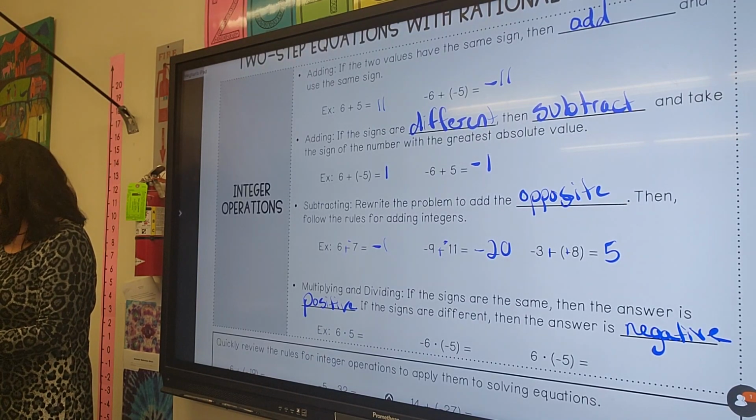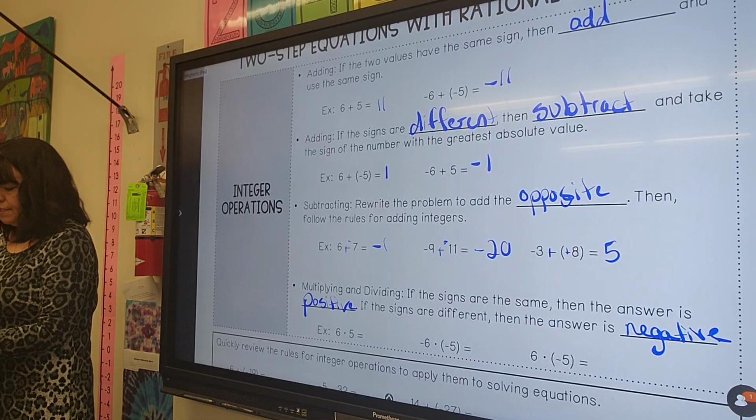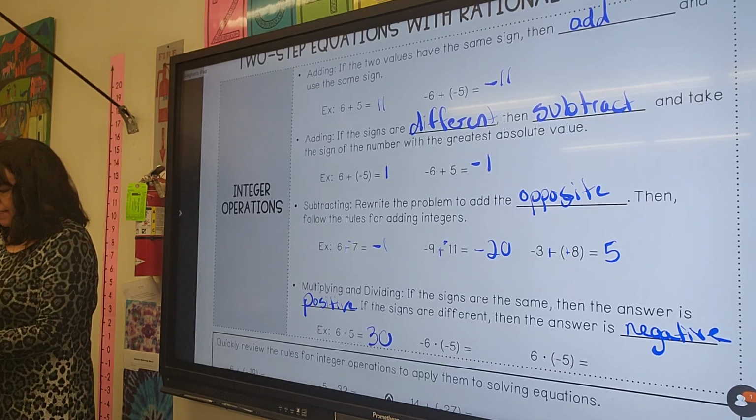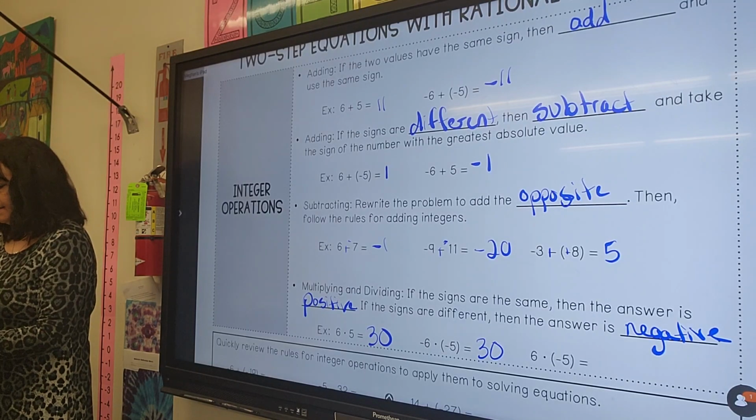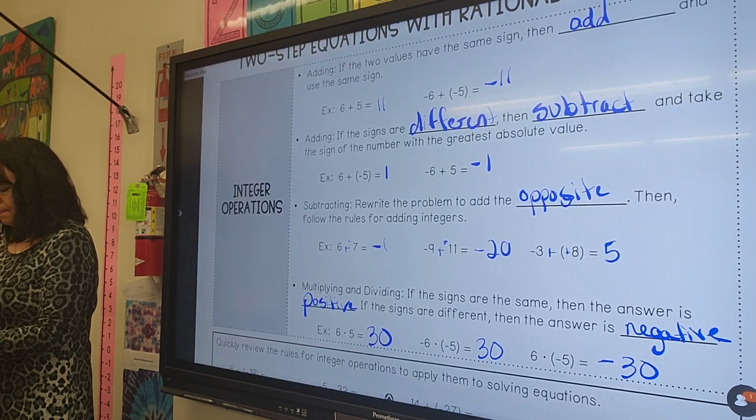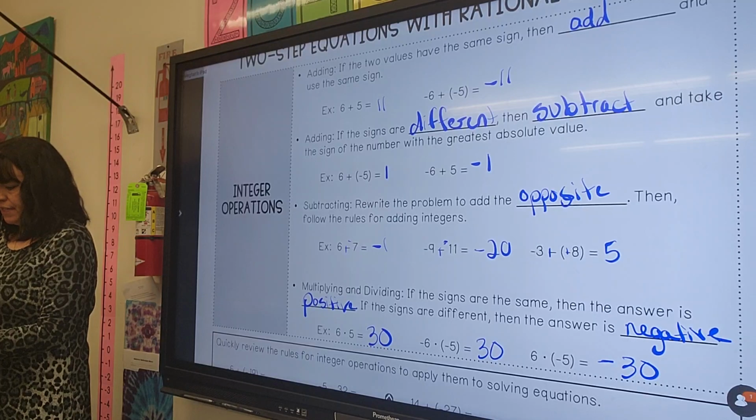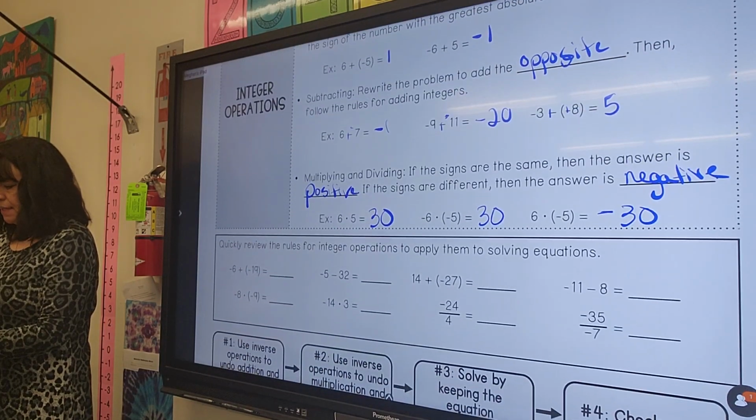So positive 6 times positive 5 is 30. Negative 6 times negative 5 is 30. And 6 times negative 5 is negative 30. Good job.